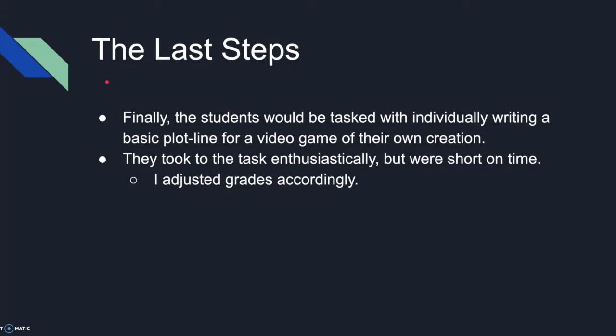Finally, for the last steps, I had the students each individually write out a basic plot line for their own video game. One of their own creation. And they really seemed to like it. They all grabbed paper. Well, I handed out paper. They started to write things out pretty much immediately. The only thing that hampered them was time constraint. I had originally meant for there to be 20 minutes for this activity. They had 10 because I showed up 10 minutes late to my own lesson. So I had to adjust grades accordingly.